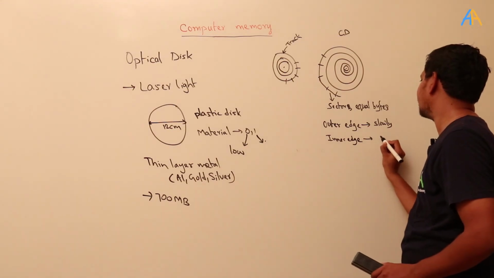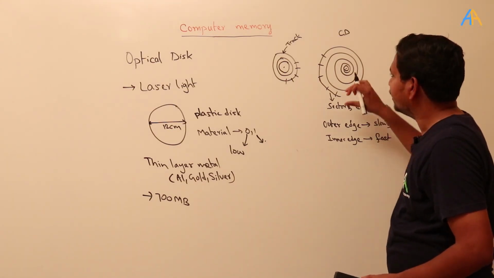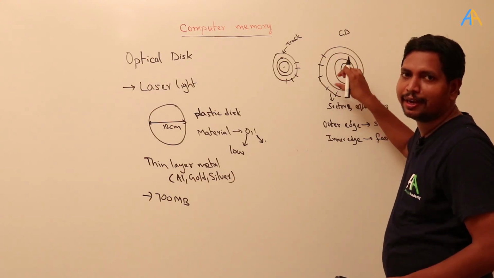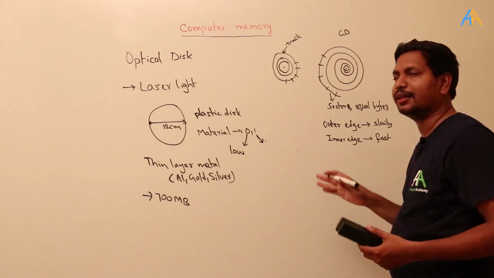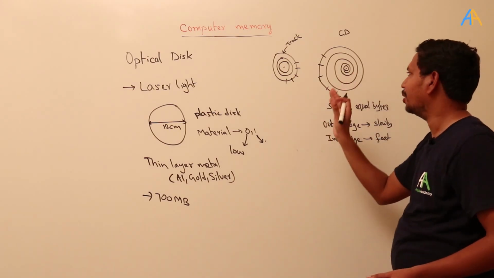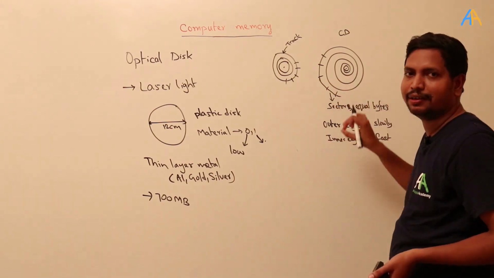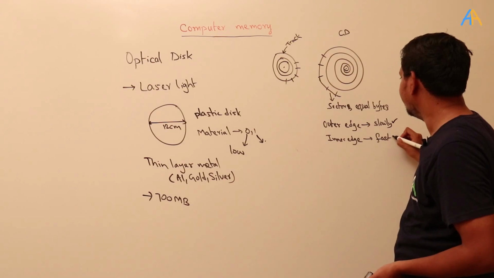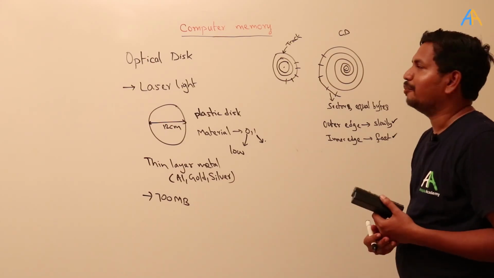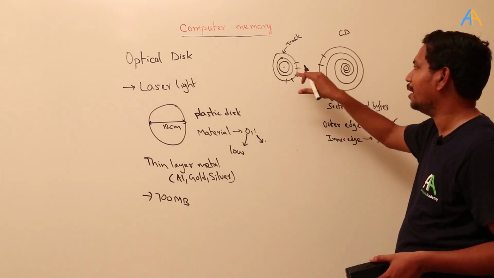Inner edge, fast rotation. The data can be accessed here randomly also, but most of the time it is sequential data. Sometimes we can access randomly also, because we can go to the particular sector. But it is a sequential data device. Outer edge it is slow, inner edge it is fast, and because it is spiral type, the density of the data stored can be higher than the magnetic disk.